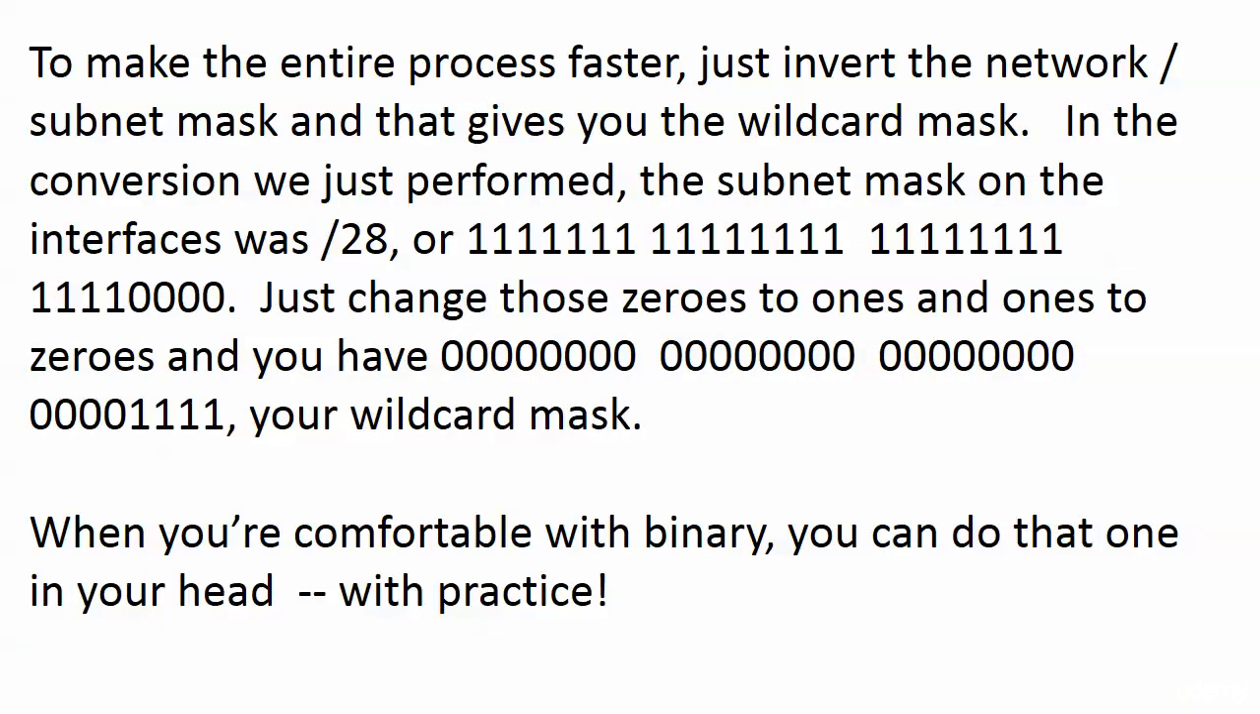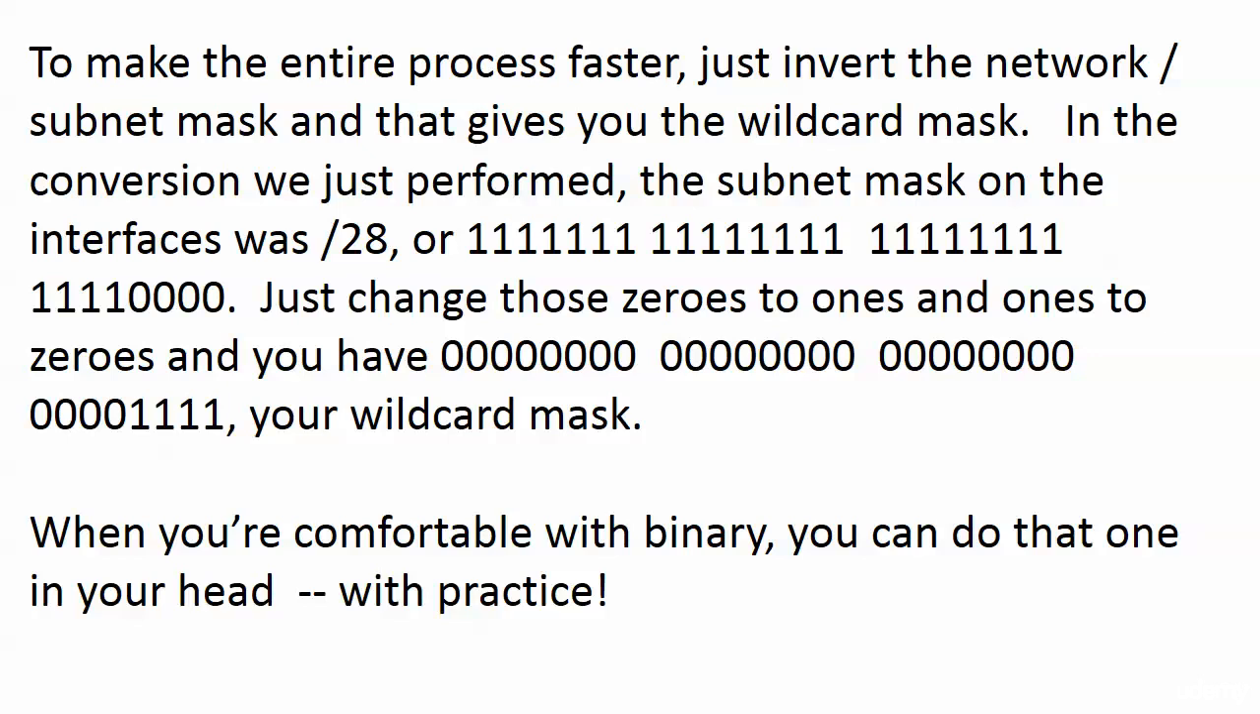And again, to make the entire process faster, just take the network or the subnet mask that you're given and just invert it, and that gives you the wildcard mask. They gave us /28. We know what that is without writing it out. We know that's 28 ones followed by 4 zeros. If you invert that, change the zeros to ones and the ones to zeros, then what you have is 28 zeros at the beginning and 4 ones at the end. And again, with practice, you'll know that when you have a /28 mask and change it to a wildcard mask, the result is going to be 0.0.0.15. You won't have to do all that writing out.